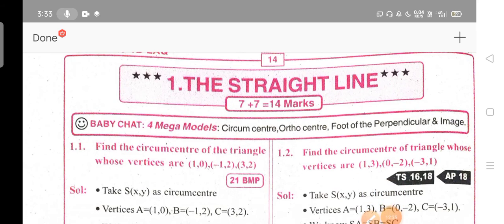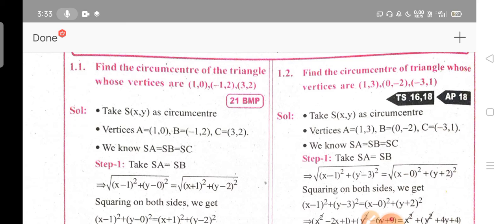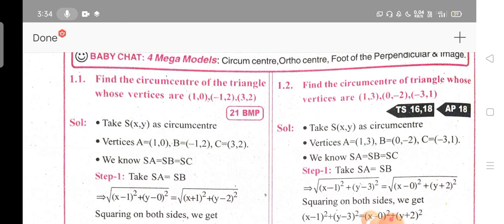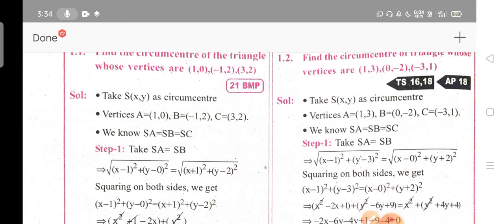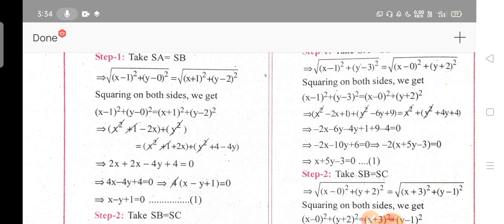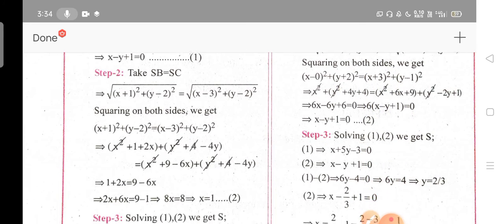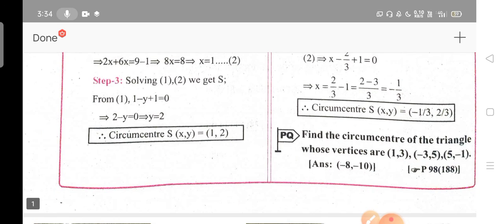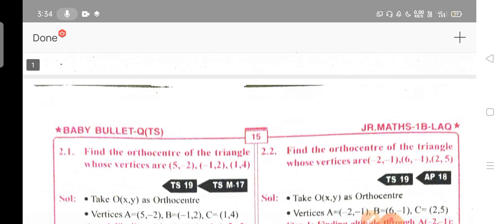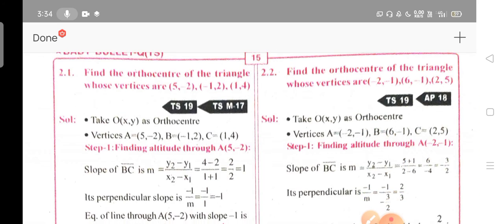See here, next coming to the 7 mark questions in Maths 1B, the straight line. The straight line is the third unit, and in this there are 7 mark questions. These two questions both are important.